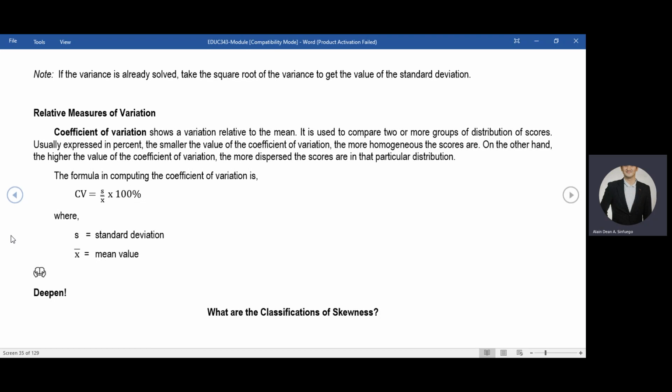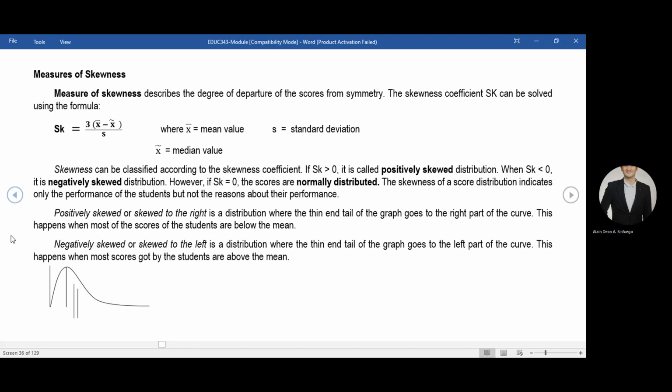Next, what are the classifications of skewness? First, let us define the measure of skewness. It describes the degree of departure of the scores from the symmetry. When we say symmetry, we base it on the normal distribution. In graphs, that is the bell curve, okay? Or a parabola opening downward.